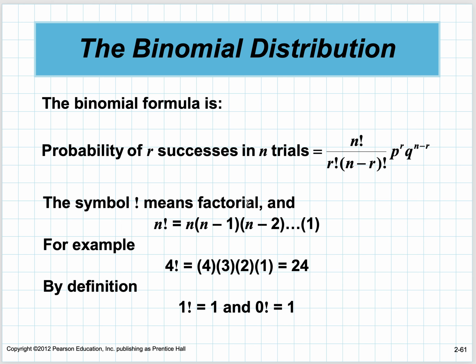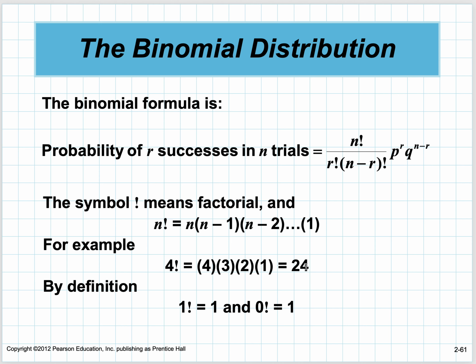So this n exclamation point doesn't mean n said with great emphasis, or n minus r said with great emphasis. N exclamation mark is read as n factorial, and it's n times n minus 1 times n minus 2. Well, that's maybe a little bit misleading, so let's put an exact number in there. 4 factorial: 4 times 3 times 2 times 1 equals 24.